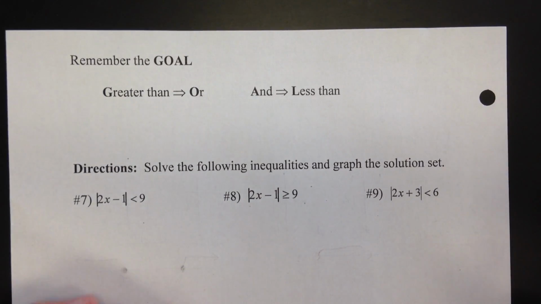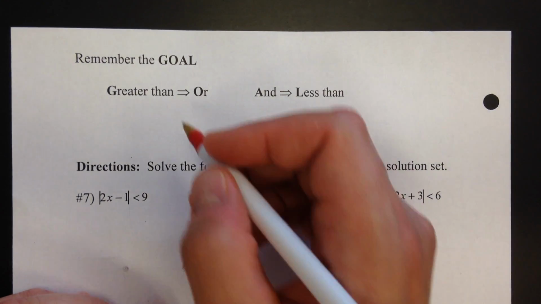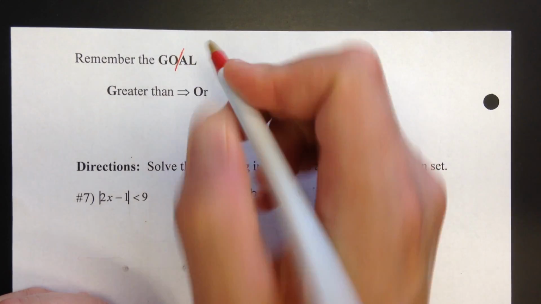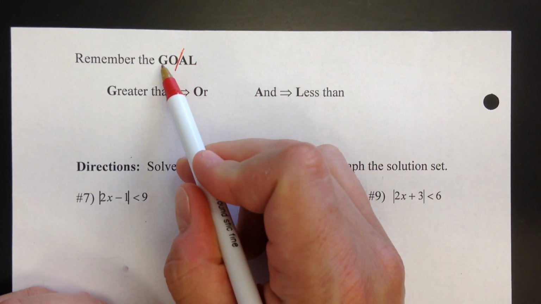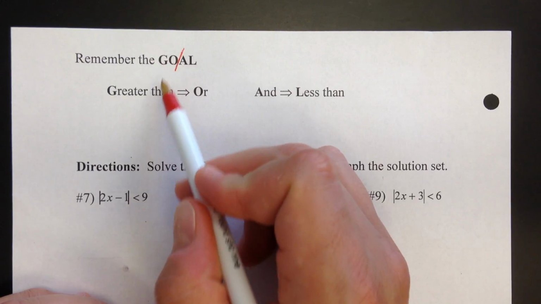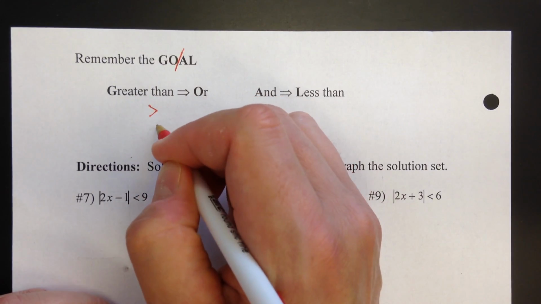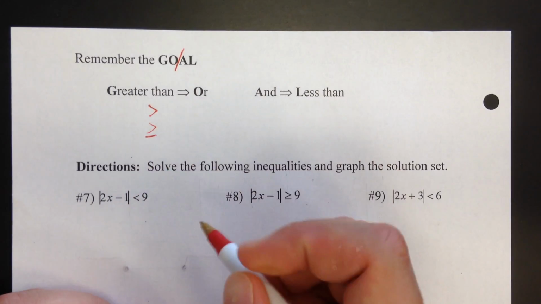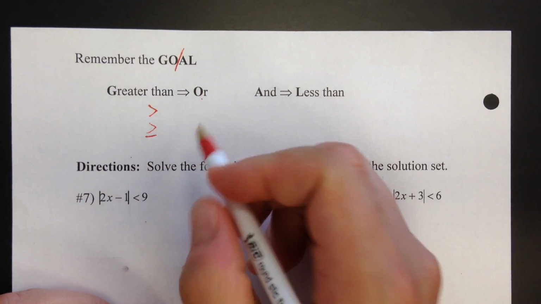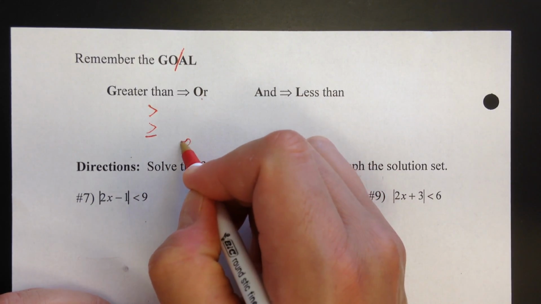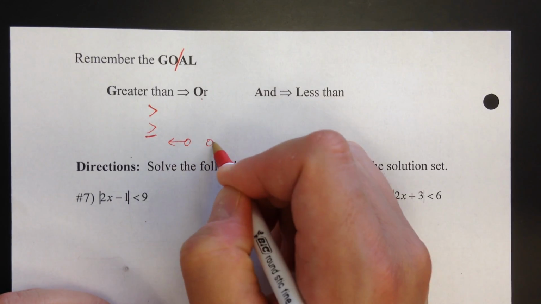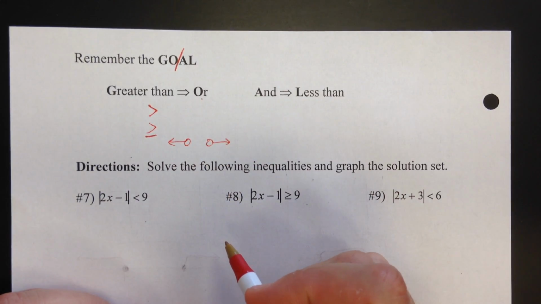The way that I remember this, I say remember the goal. And what I do is I put a slash between the O and the A. So notice you got GO. G is for greater than. Anytime you have greater than, and that includes greater than or equal to, that's going to be an OR problem. You're going to be shading on opposite sides. Okay? It's going to be looking like that.